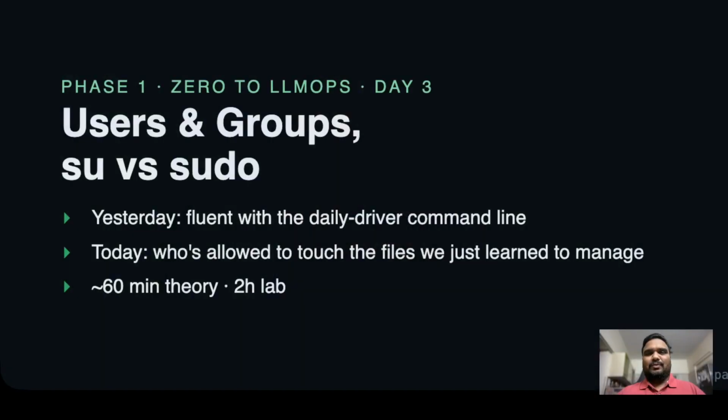Yesterday, we got fluent with the daily driver commands like moving around, managing files, and the big one, input output redirection. Every one of those files you touched has an owner. Every command you ran as someone. Today, we find out who that somebody is, how the system decides what you are allowed to touch, and how you borrow someone's authority safely when you need to. Users, groups, the account files that back them, and the difference between su and sudo. This is the day permission gets a face.